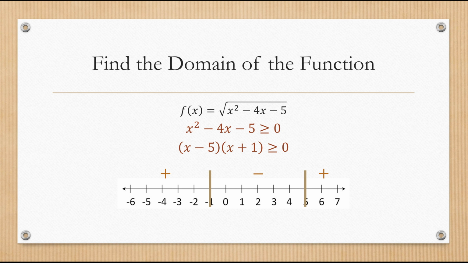Okay, so it looks like my domain is going to be x is less than or equal to -1, or x is greater than or equal to 5, because those are the values where the inside of my radical gives me a positive number. So this calls back to some stuff from the last chapter that hopefully you have some recollection of.